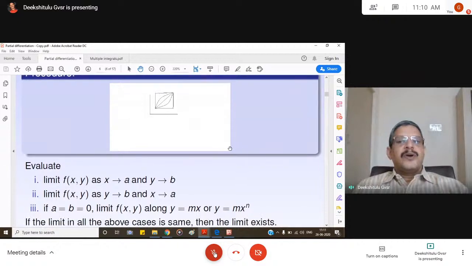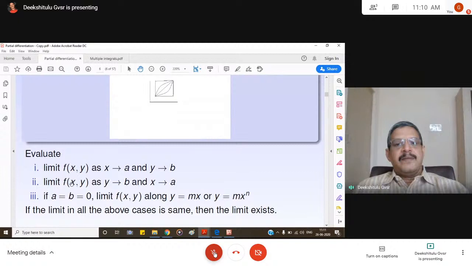So how do we evaluate the limit? What is the procedure to evaluate the limits? First, limit of f(x,y) as x goes to a. This is (x,y), this is the fixed point (a,b). That means x goes to a and y goes to b. Or else you go like this, y goes to b and x goes to a. Second path.